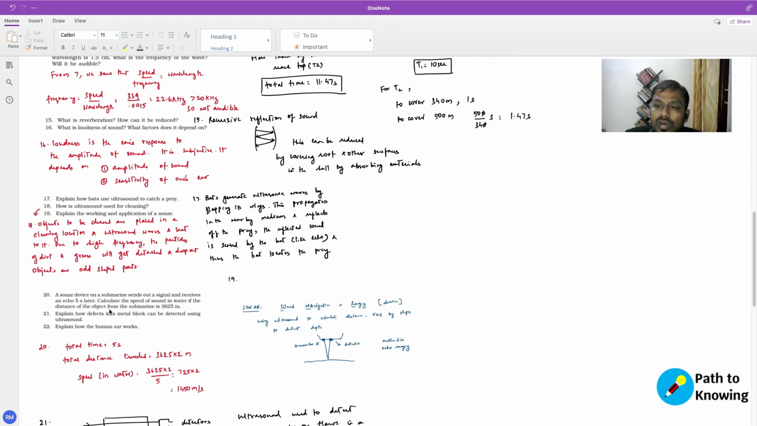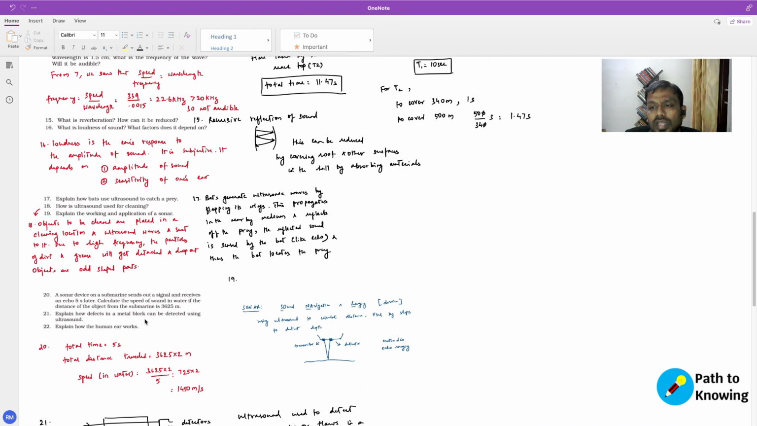The distance of the object from the submarine is 3625 meters, but the total distance traveled by the sound is 2 times that, which is 2 times 3625 meters. So speed in water is equal to the total distance traveled by time taken. So which is 3625 times 2 by 5, which comes down to 1450 meters per second.